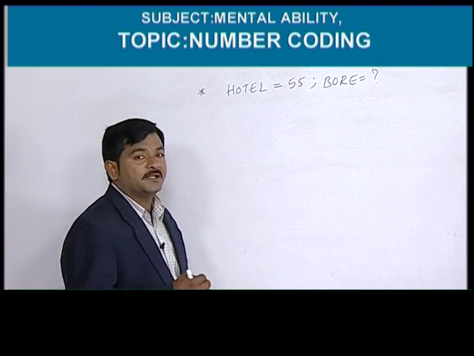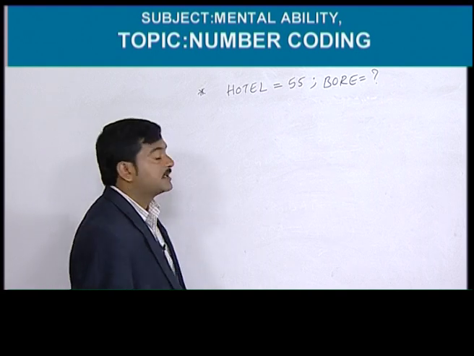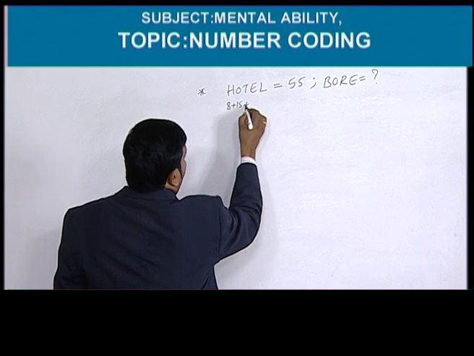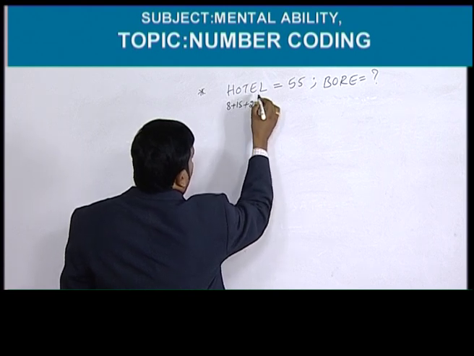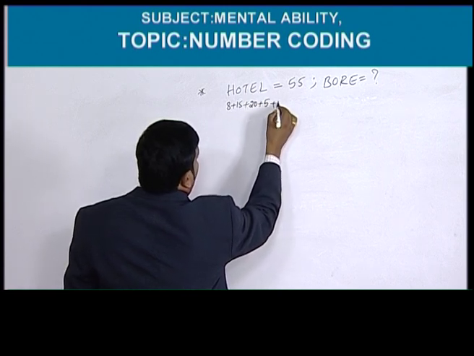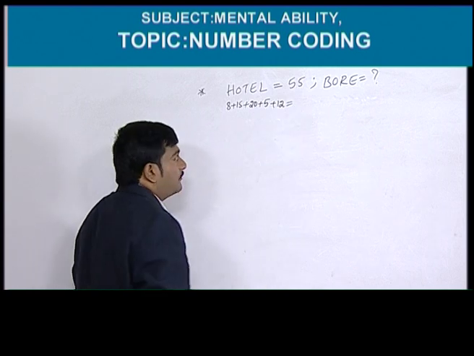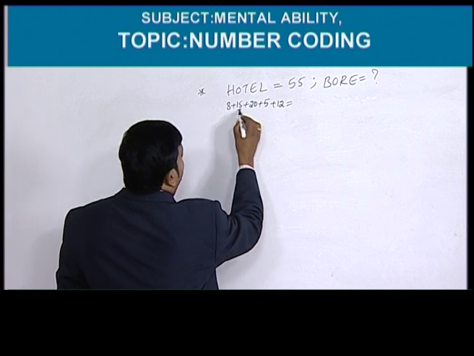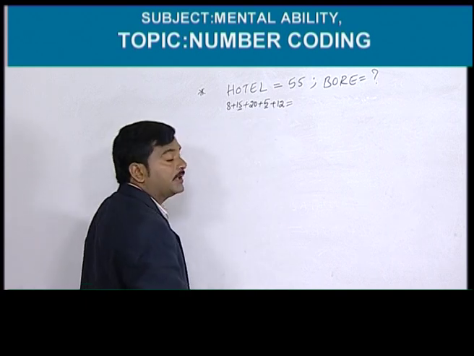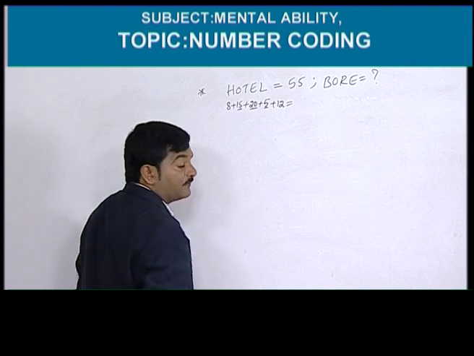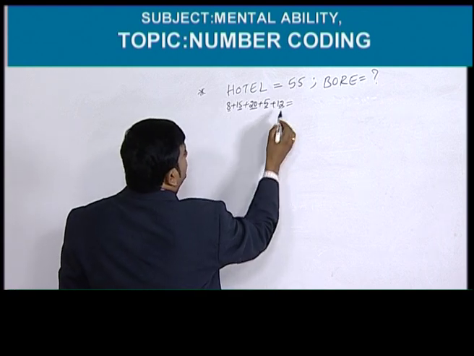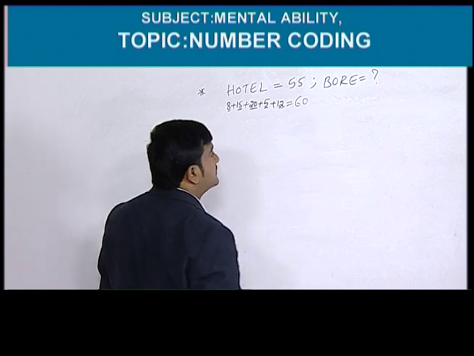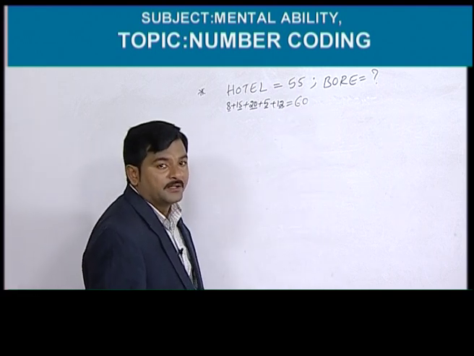HOTEL. First we will assign the corresponding numerical numbers. H means how much? 8. O means how much? 15. T means how much? 20. E means how much? 5. L means how much? 12. Add all these values. What are we getting? So simply 15 plus 5, 20. 20 plus 20, 40. 40 plus 20, how much am I getting? 60. Actually I am getting 60, but how much is assigned? 55.